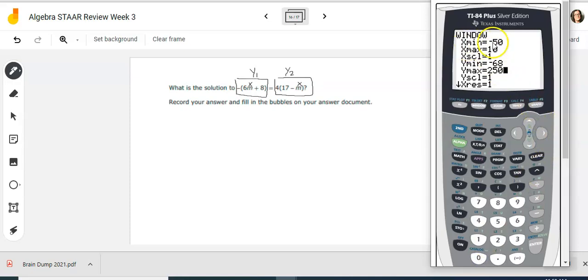So notice how my minimum was a negative. Okay. All right, hit graph. Good. I can see where it is. But if I had not been able to see it, I would have gone back in and changed my numbers.